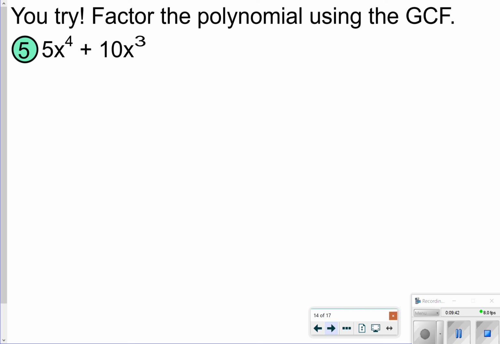So here we go. Let's go ahead and try maybe a shorter one for number 5. Our polynomial is 5x to the fourth plus 10x to the third. Let's go ahead and pause here, factor out using the GCF, and then click play when you're ready to check.